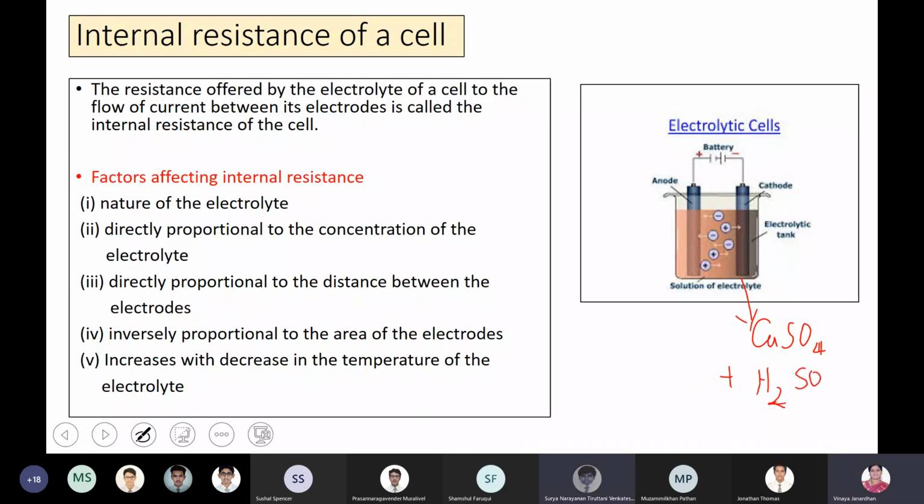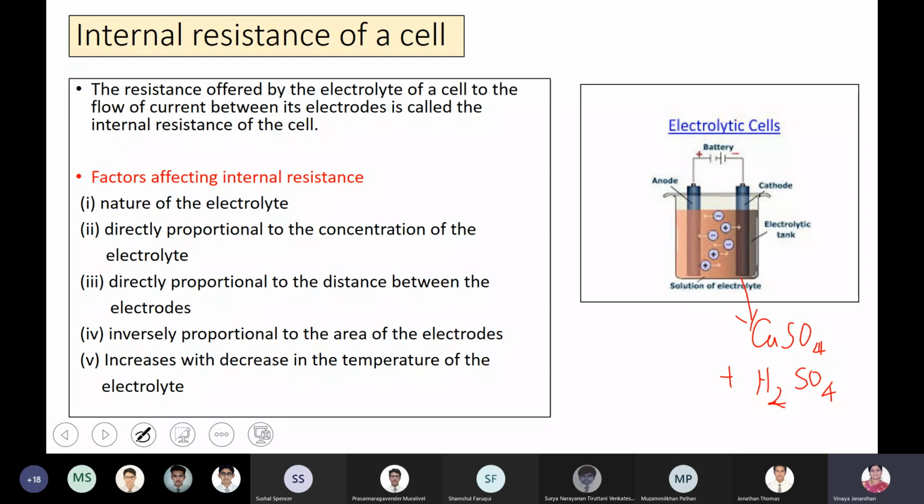Two drops of sulfuric acid. Copper sulfate is an electrolytic solution. Now, why do you add a few drops of dilute sulfuric acid? Because you want this electrolytic solution to dissociate into its constituent ions.